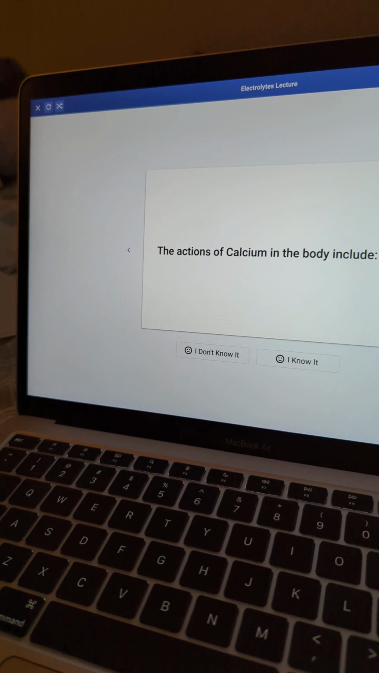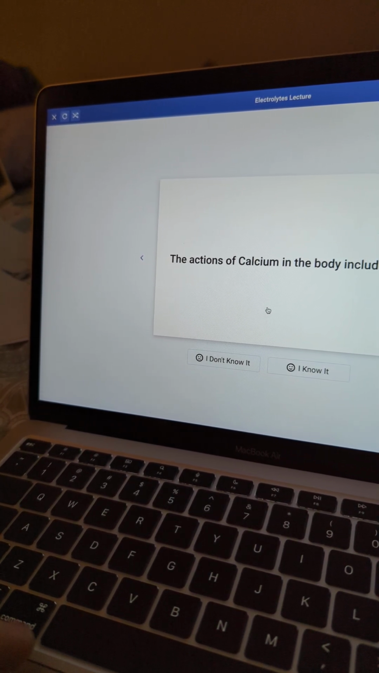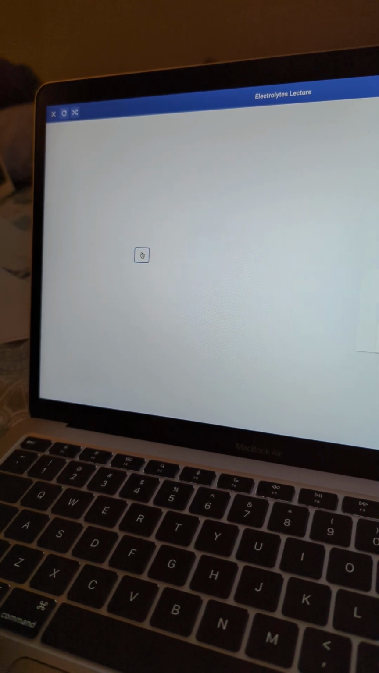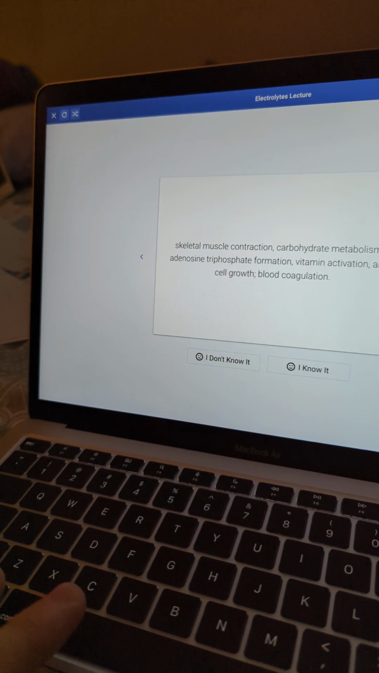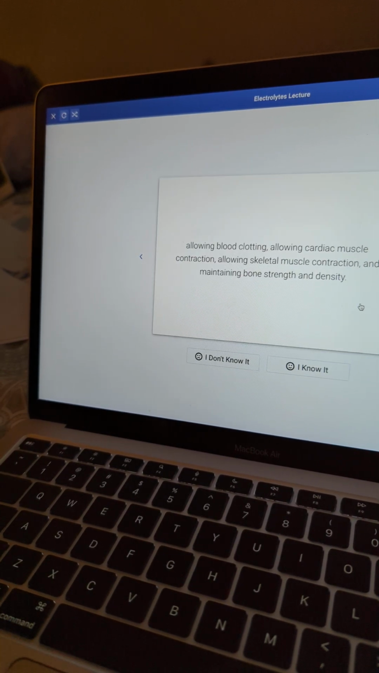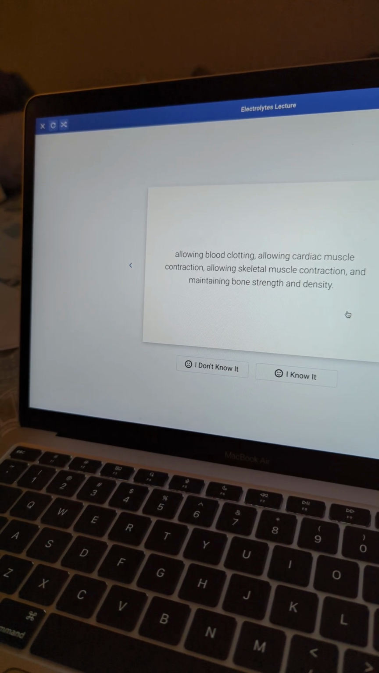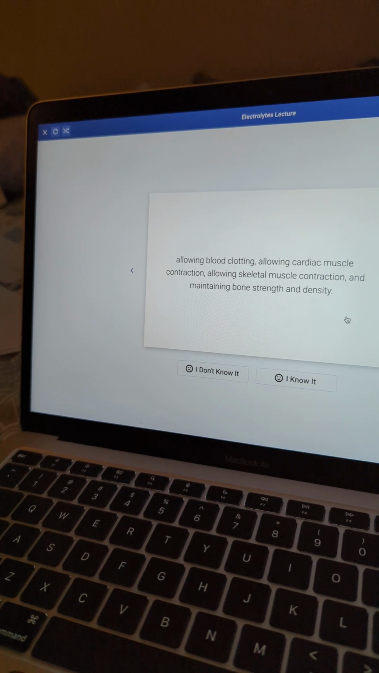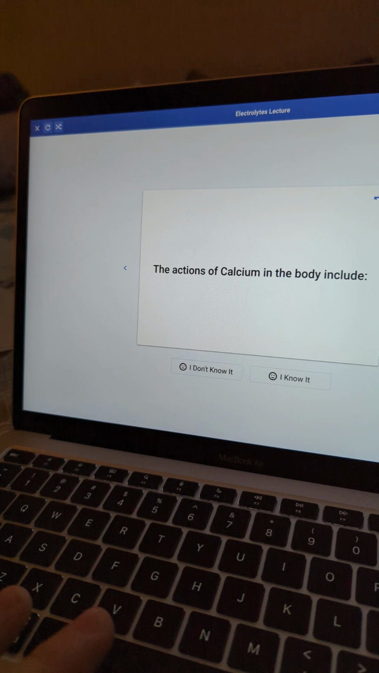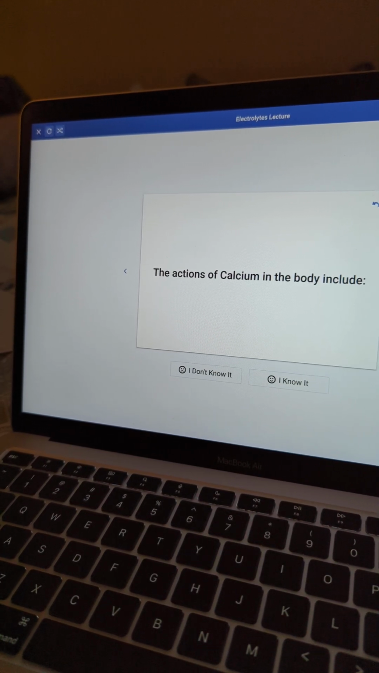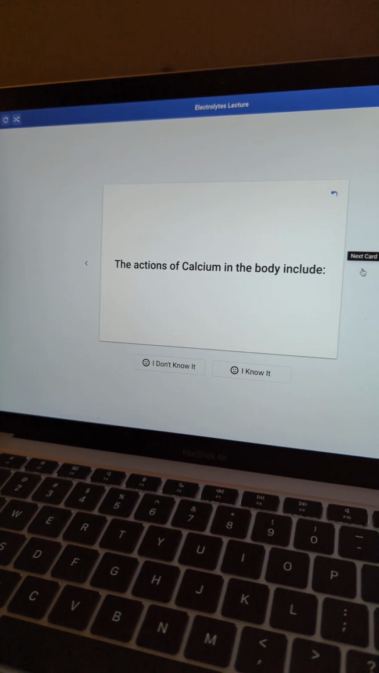The actions of calcium in the body include, okay, I put these two slides together to show how similar calcium and magnesium are. So we just looked at that. Now look at calcium: blood clotting, cardiac muscle contraction, skeletal muscle contraction, and bone strength and density. Yes, calcium and magnesium have very similar signs and symptoms when they're elevated or low, and they do very similar things.